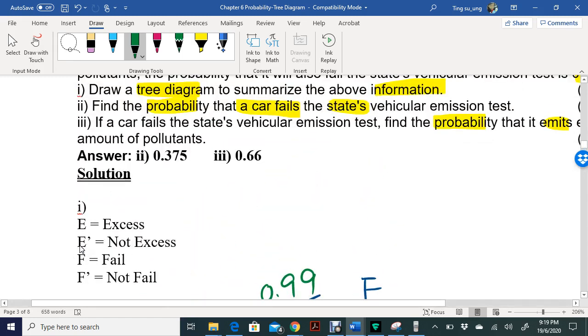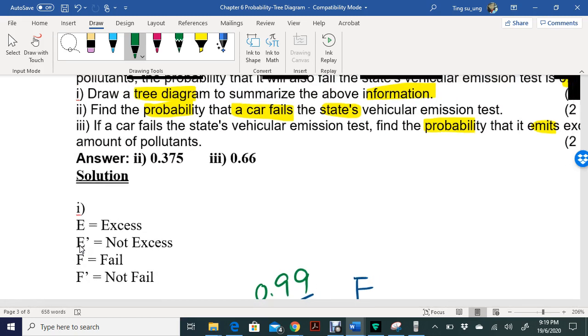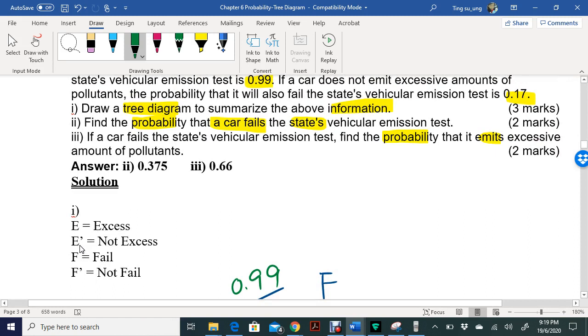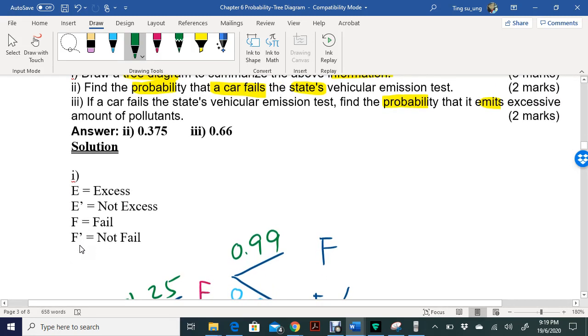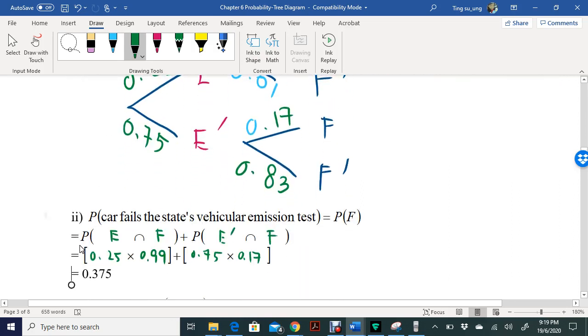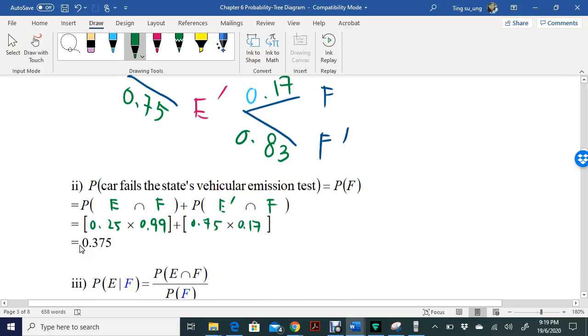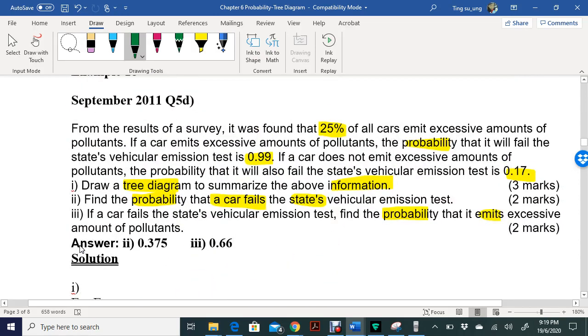After that, the third. If a car fails the state's vehicle emission test, find the probability that it emits excessive amount of pollutants. Now, tell me, which one will be your condition here? The one that fail or the one that excess? It will be the one that fail. Why? Because of the keyword if. You see that? If the car fails, this will be the condition. So please read the question carefully.